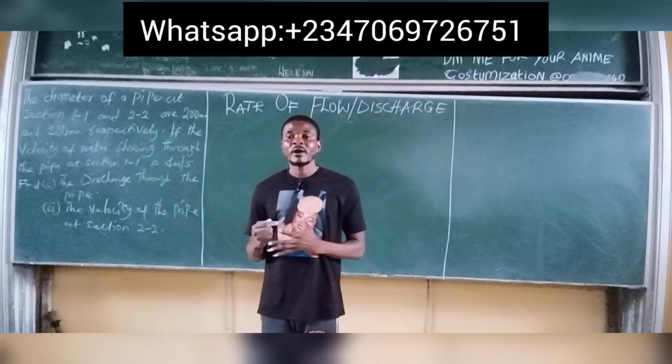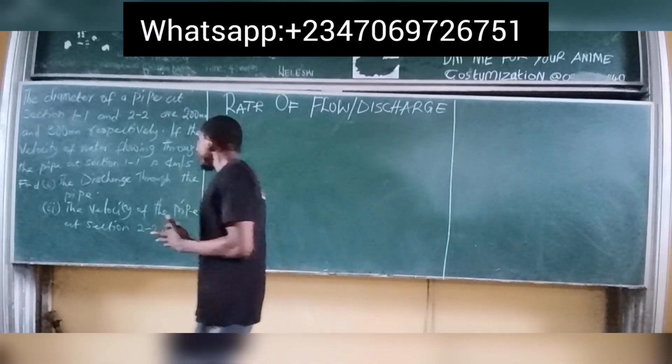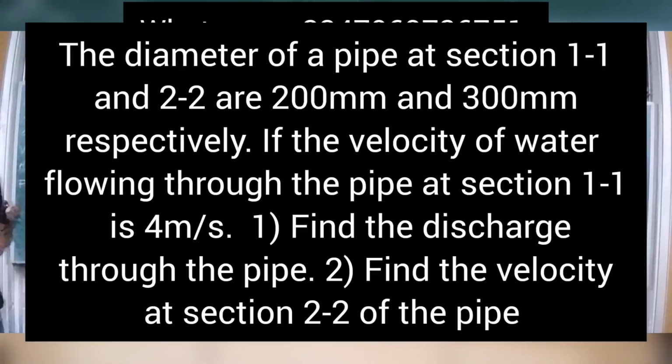All right, so to back up our explanation on rate of flow or discharge, let's consider this question on the board. The question says that the diameters of a pipe at sections 1 and 2 are 200 millimeters and 300 millimeters respectively. If the velocity of water flowing through the pipe at section 1 is 4 meters per second, question 1: find the discharge through the pipe. Question 2: find the velocity of the pipe at section 2.